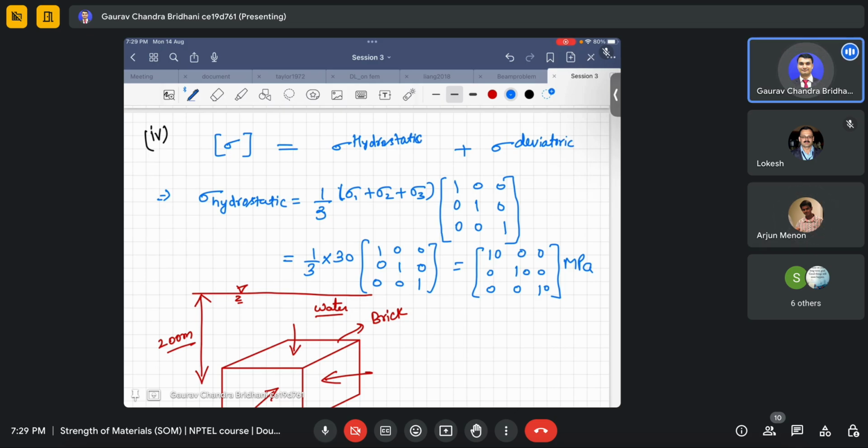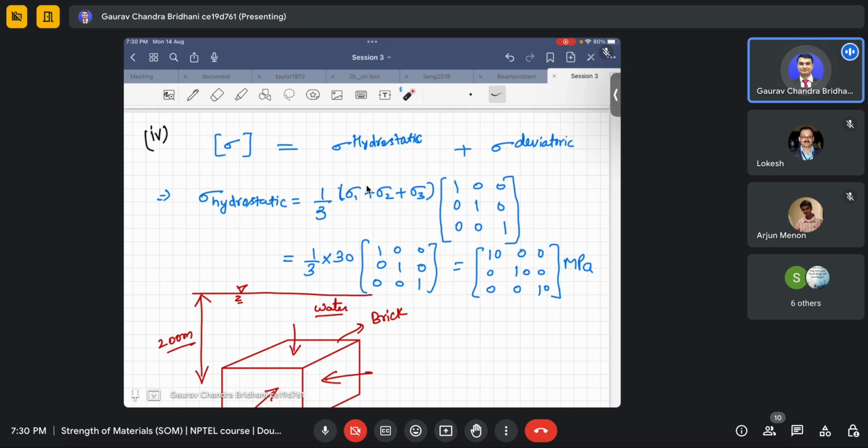Yeah, it's just two ways, or a different way of presentation. Correct. If you see sigma 1, sigma 2, sigma 3, this will not change. That means the hydrostatic part depends on I1. And what is I1? That I1 is an invariant. It will never vary if the representation of the state of stress, the stress tensor, changes.